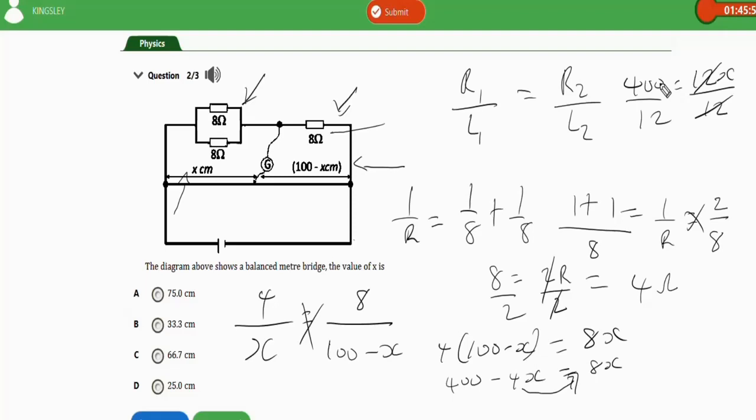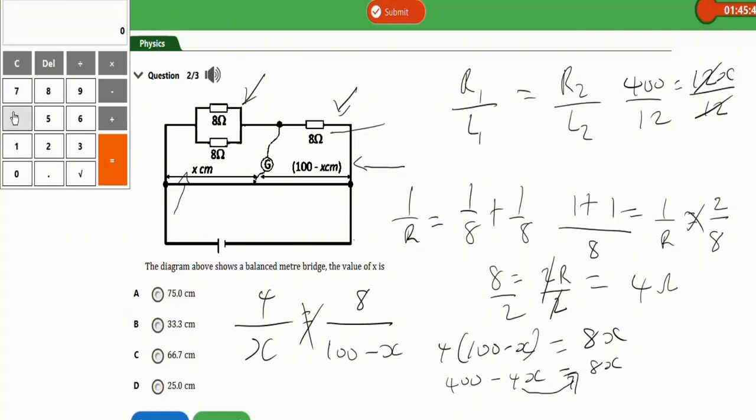Let's punch this on the calculator and see what it gives us. We have 400 divided by 12. The output is 33.33. So the correct option is option B. The initial length is 33.3 cm. So it's as simple as this.